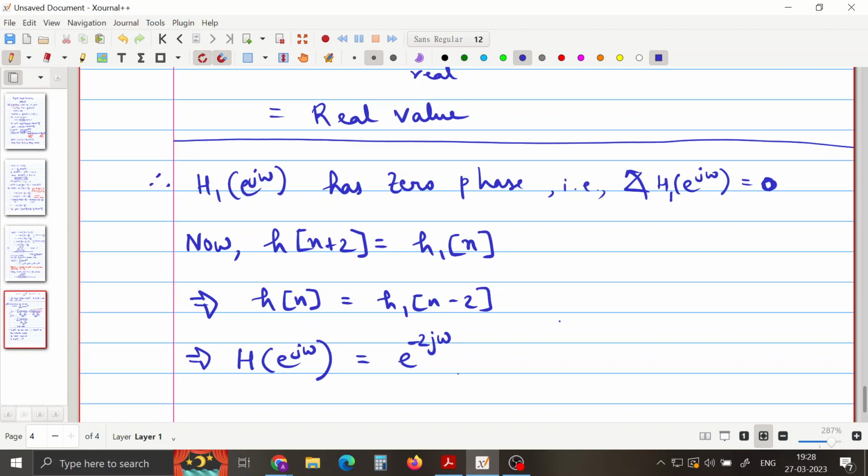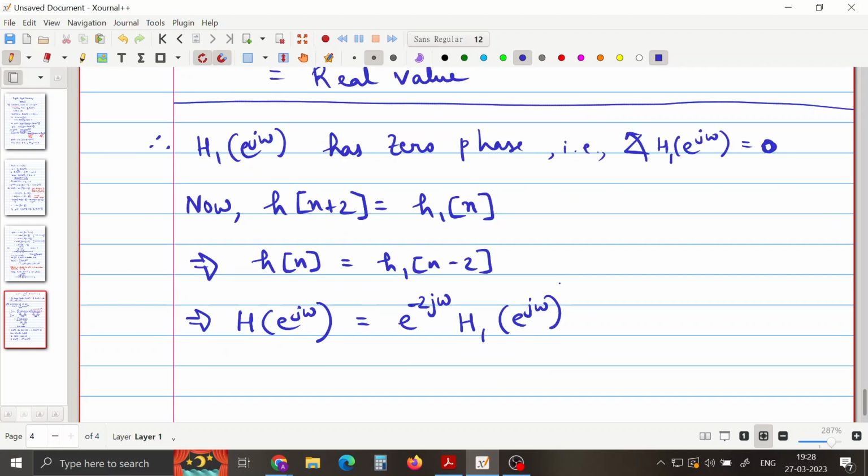So this is the delay property. So time delay, basically, time delay leads to an exponential multiplication in the frequency domain. So, and we have this. Okay, now h1 of e power j omega, we saw that this has 0 phase. So this part has 0 phase, we already saw.